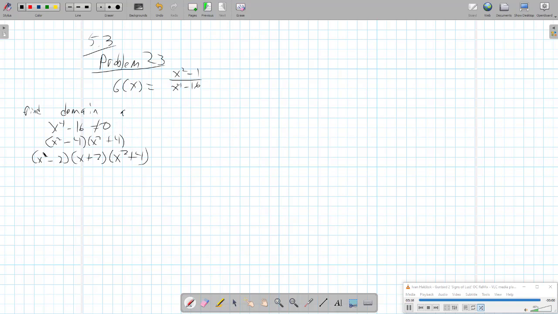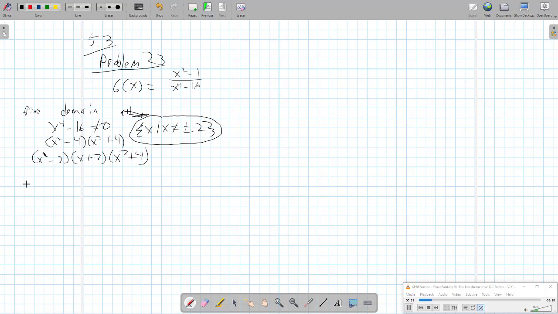So all real numbers except 2 and negative 2. Set builder's notation would just be x not equal to plus or minus 2. So that's our domain. Interval notation would just be negative infinity to negative 2, union negative 2 to 2, union 2 to infinity.